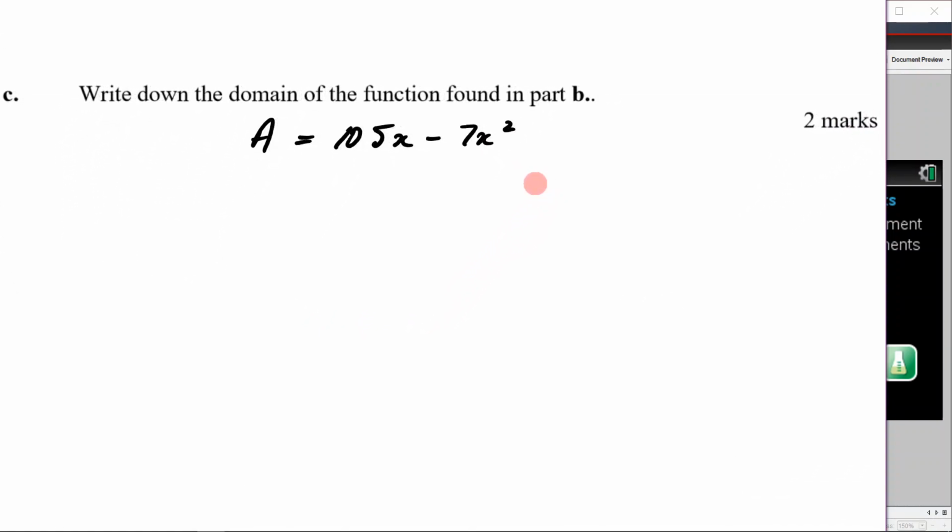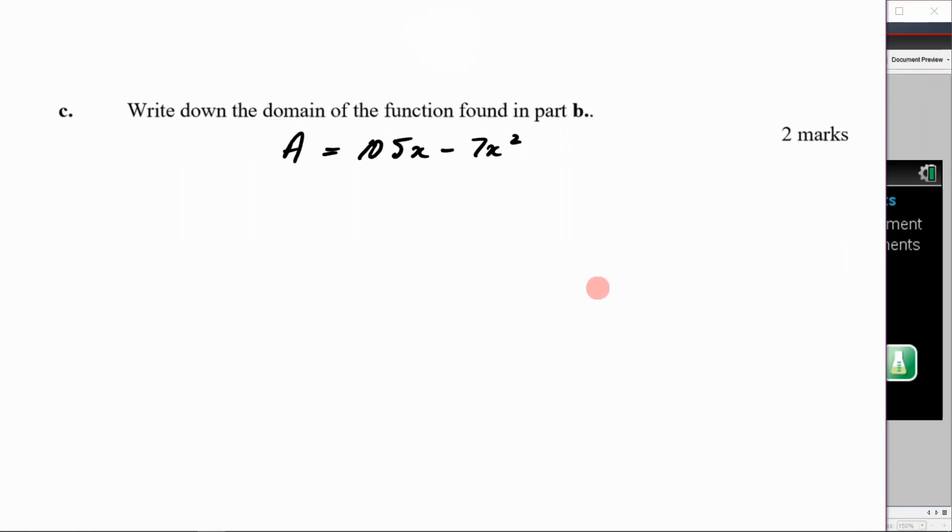Now, we have to find the domain of this thing. So what we're going to do is treat this as a function. We're going to write A of x is equal to 105x minus 7x squared. And we also know that because we're dealing with area, it always has to be greater than 0. So we know that A of x has to be greater than 0 because you can't have negative area.